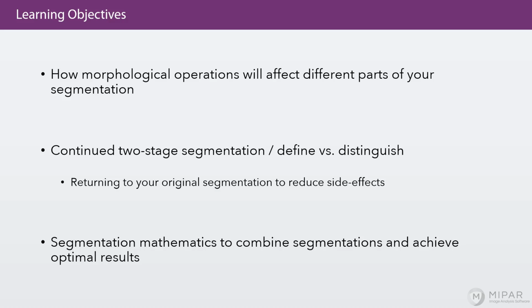And we can use our concept of two-stage segmentation of defining a feature versus distinguishing a feature to accommodate for those errors. Specifically, we're going to return back to our original segmentation to define where the alpha grains are and use our manipulations in order to simply distinguish what those grains are. And then we'll have some segmentation mathematics that we use to actually do the combination, combining the data in those two different segmentations.